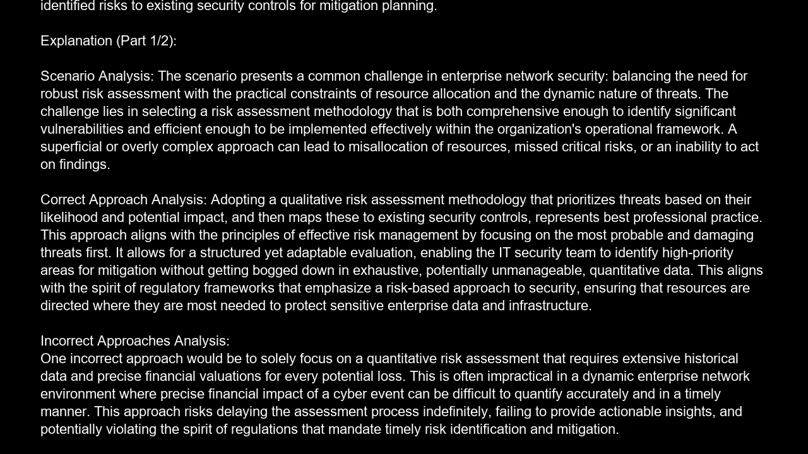The correct answer is D. Implement a qualitative risk assessment framework that prioritizes threats based on likelihood and impact, mapping identified risks to existing security controls for mitigation planning. Explanation.